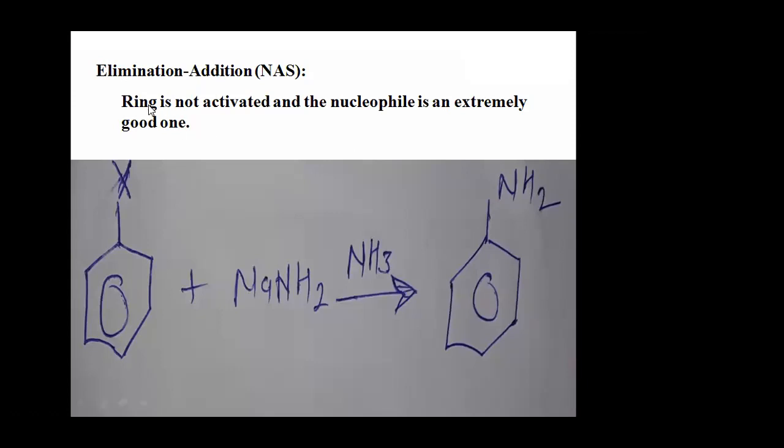Now what about the elimination addition mechanism? You can see here the ring is not activated, right? And the nucleophile is extremely good, right? If this ring is not activated, it means there is no activating group. You people already know which one is an activating group, right?